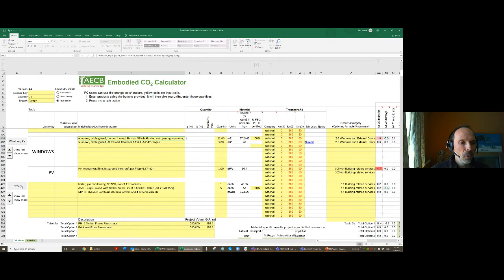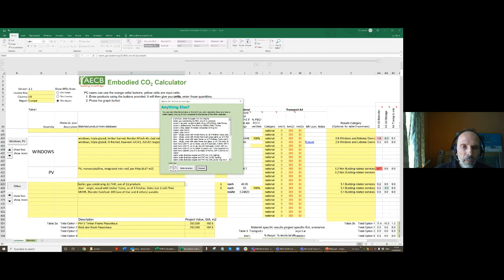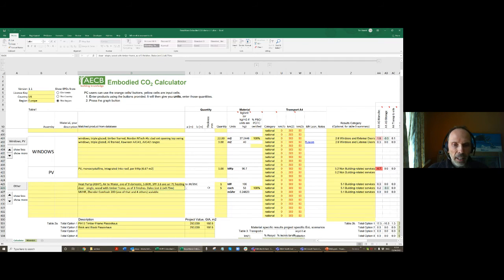Similar dialogues for the other materials. You can add other things here. For example, we've got a boiler in there. What if you change that to an air source heat pump? You could select an air source heat pump there and write that. And then if I just press finish there, that's now not 1 kilowatt. Let's say that's a 5.6 kilowatt heat pump. So fairly straightforward to use.